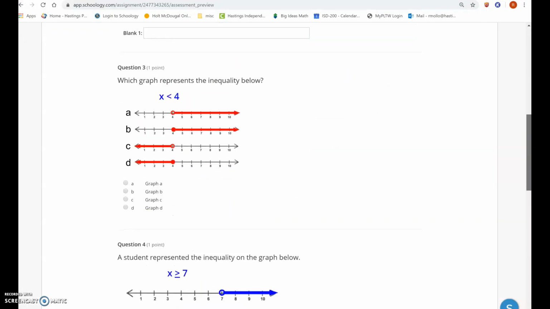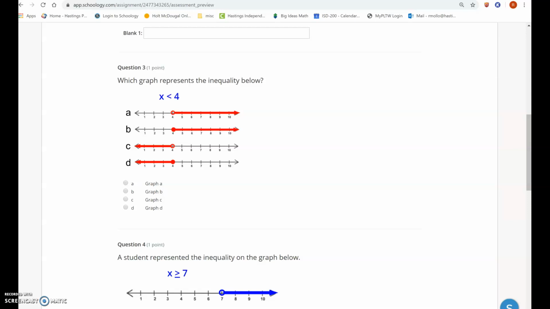Here it says, which graph represents the inequality below? So my first sign that I'm going to look at is right there. Since that is a less than sign, I know it's just going to have an empty circle. So I'm going to look at A and C there. Not B and D because they have the filled in circles. That's only true if it's an equal to, which it's not. So I want numbers that are less than 4. So x has to be less than 4.